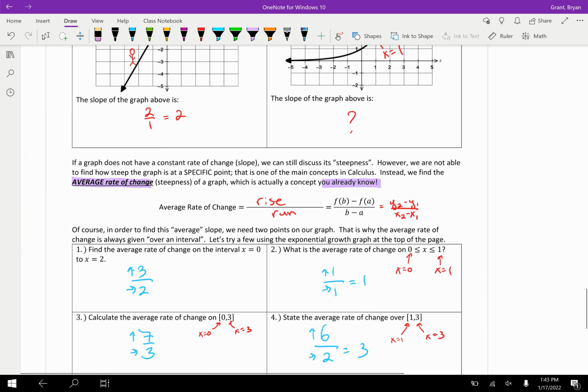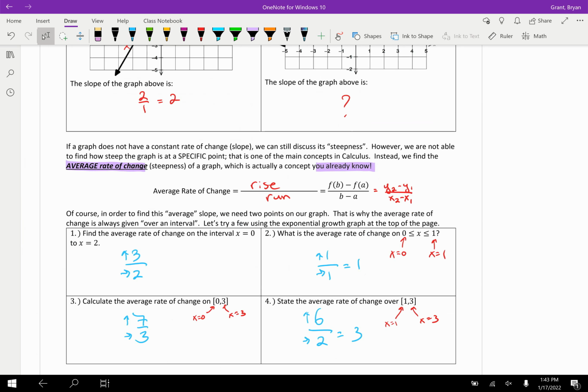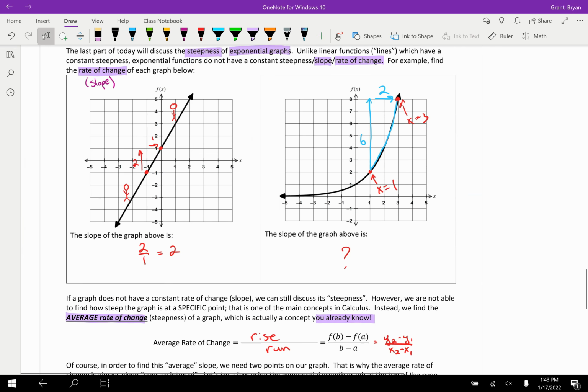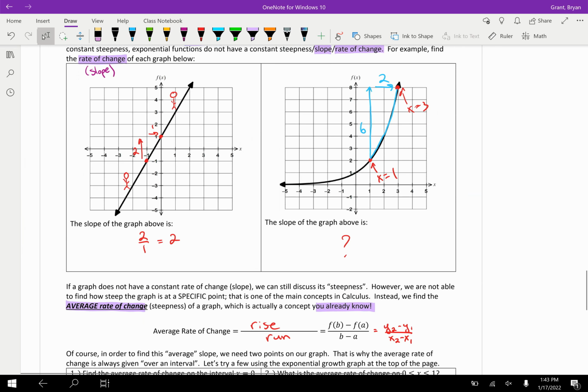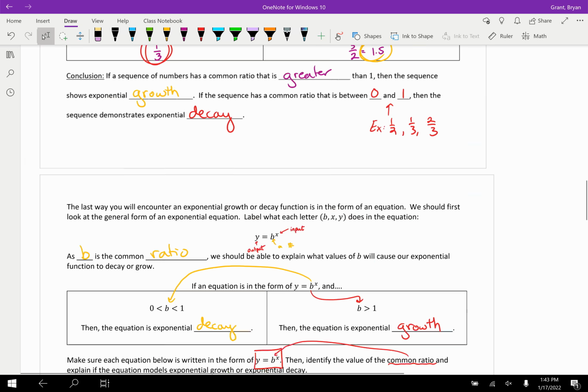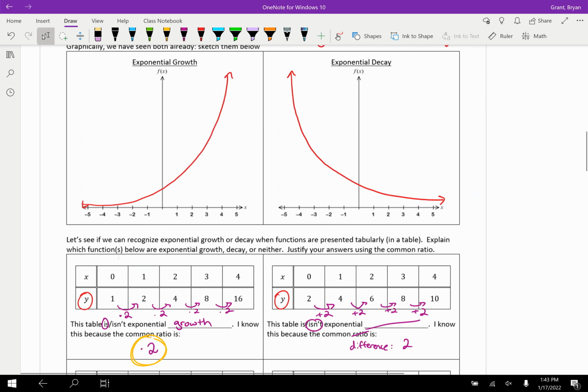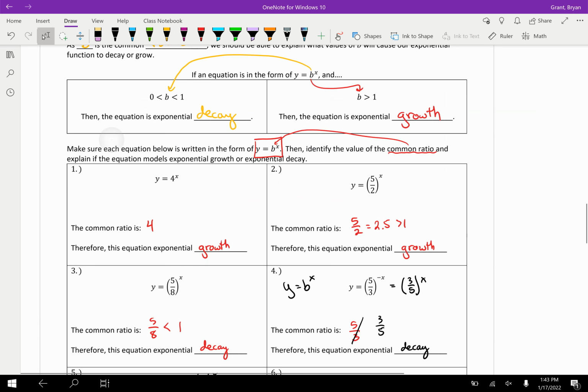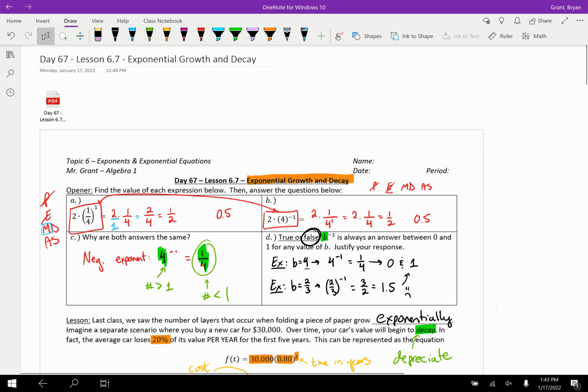So thank you for hanging out with me. As always, we did two things today. We discussed the average rate of change, but we only did it with graphs. Next class, you'll use tables and equations. And then we also talked about how to decide if a graph shows exponential growth or decay, looking at graphs, tables, and equations. Good luck on your homework tonight and your knowledge check next class. And I'm excited to teach you about lesson 6.8 next time.